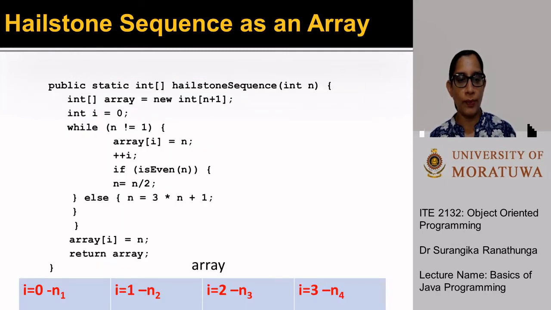Now here's the code we have written to demonstrate how we can pack the Hailstone sequence numbers into an array and return it. As you can see here, now we have an array, and we have to store every new number created in the array in a sequential manner. The first value should go to the 0th position of the array. In order to handle that, we have defined a new integer i, and it is initialized to 0.